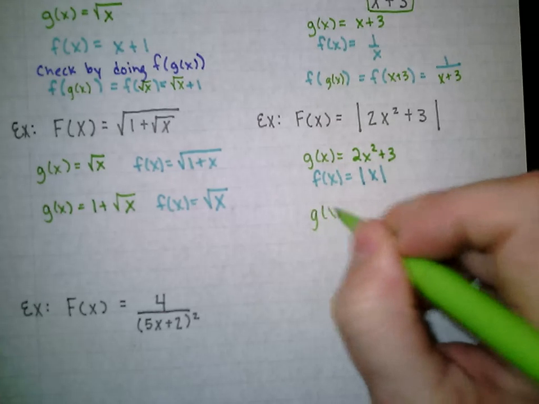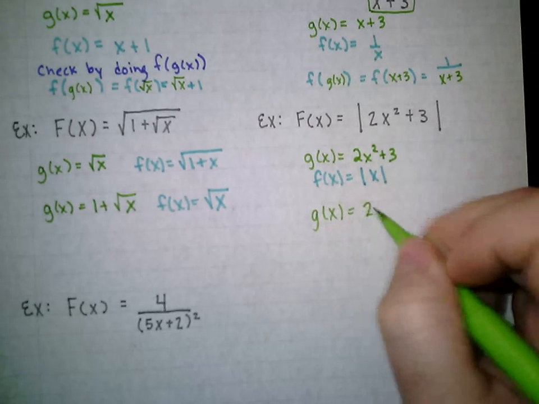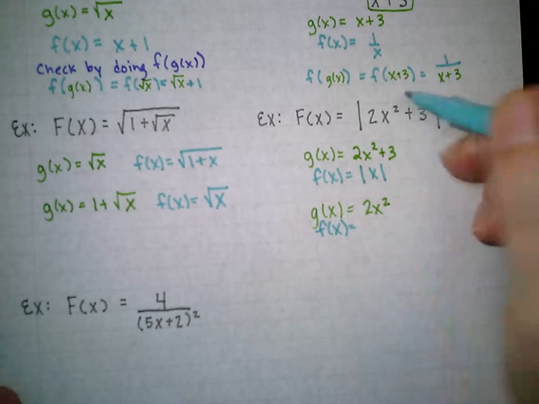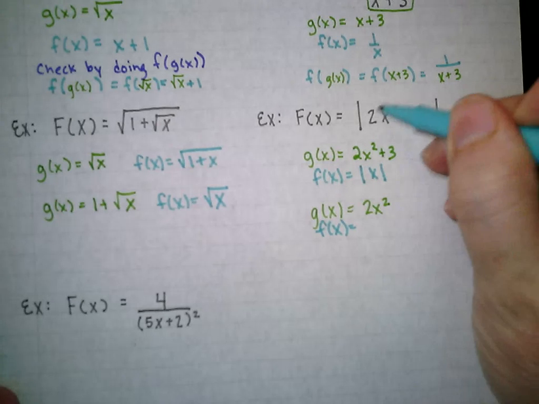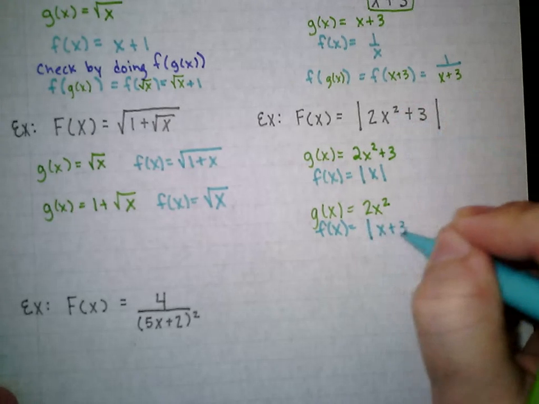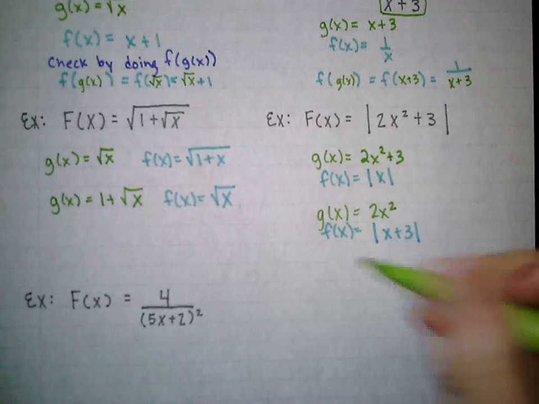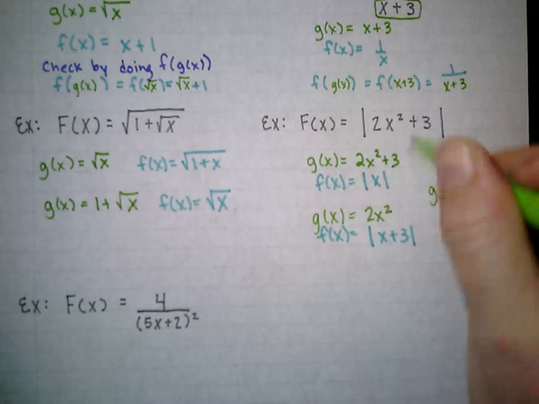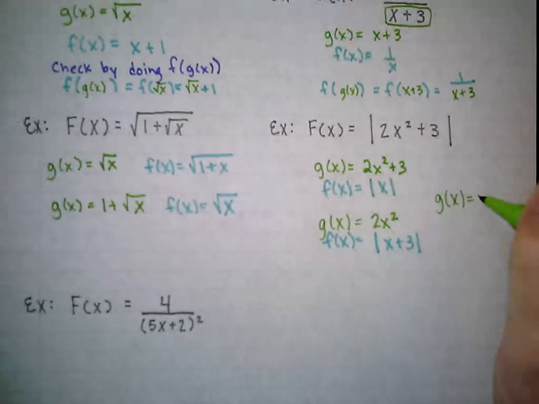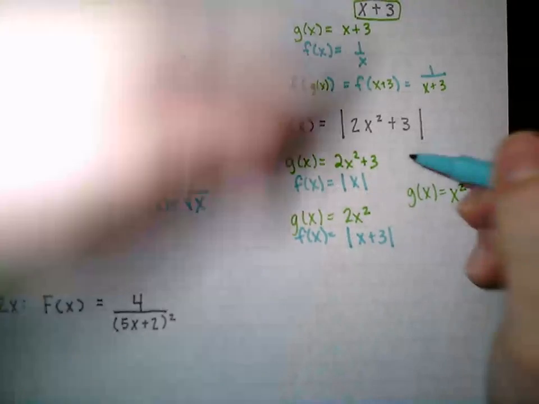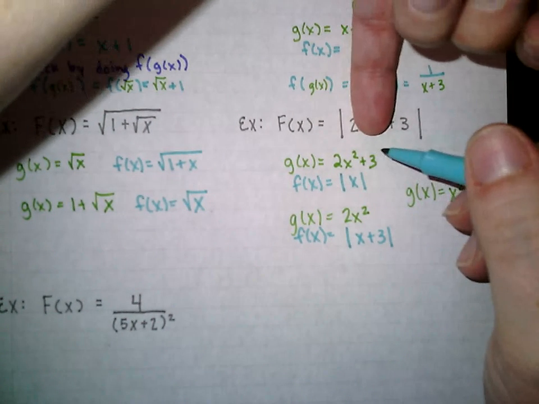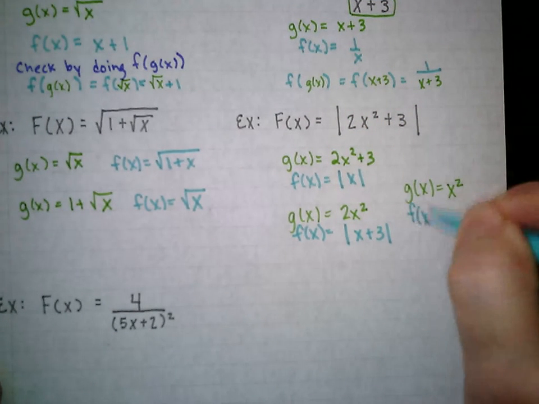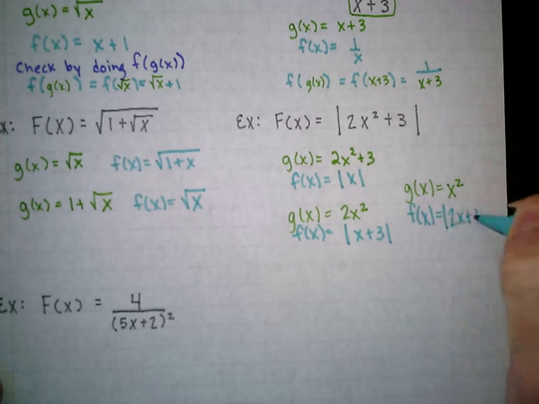But I could also make g of x just the 2x squared. If I do that, then f of x has to be different, because now I'm just replacing 2x squared. So that would be absolute value x plus 3. But I could also just make my input function the x squared. So if I just make it x squared, then I'm taking only the x squared out, and I'd have 2x plus 3 in absolute value. So f of x would be absolute value 2x plus 3.